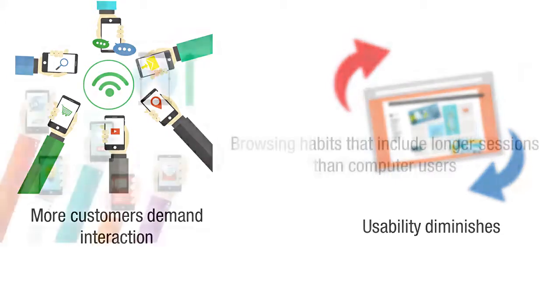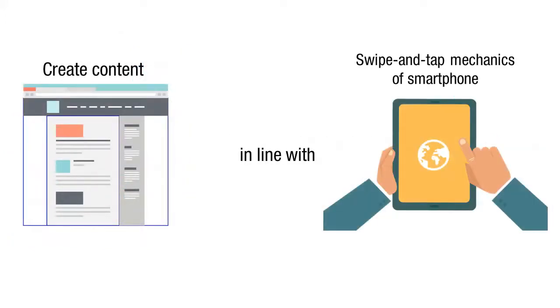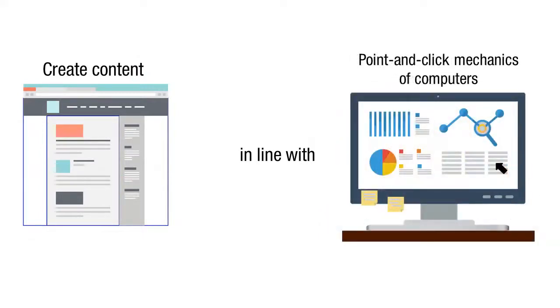As more customers demand interaction via mobile devices and tablets, the usability of these updated sites should diminish. Companies must now consider browsing habits that include longer or shorter sessions than computer users and create content that is in line with the swipe and tap mechanics of a tablet or smartphone over the point-and-click mechanics of traditional computers.